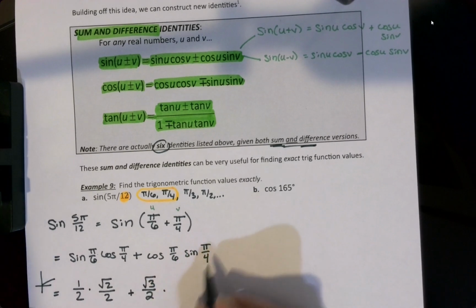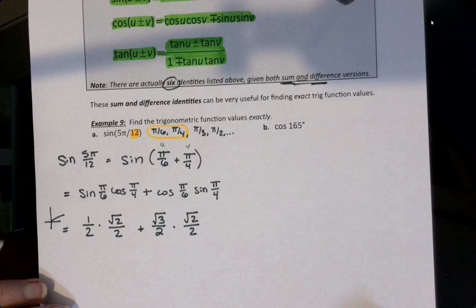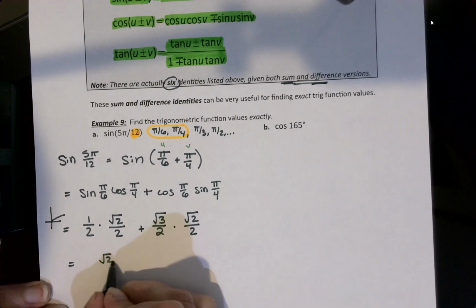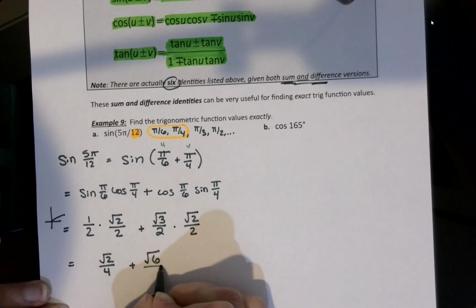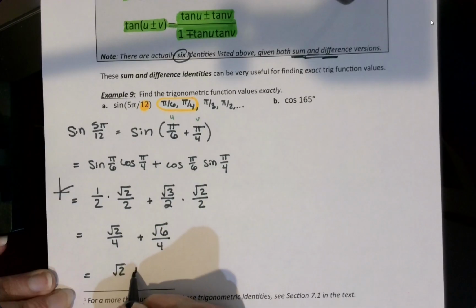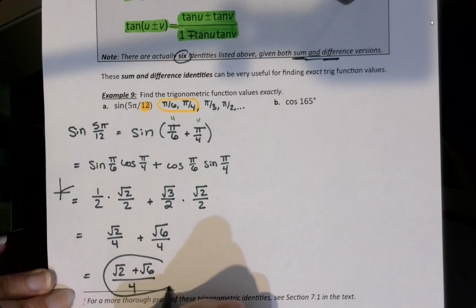Okay. So I can find the exact value of this. Now, I would not have been able to do that on the calculator. In the calculator, if I wanted to find the sine of 5 pi over 12, it comes out as this decimal. But I can check that this decimal is the same thing as the square root of 2 plus the square root of 6 over 4. So yes, it looks like it's the same thing.